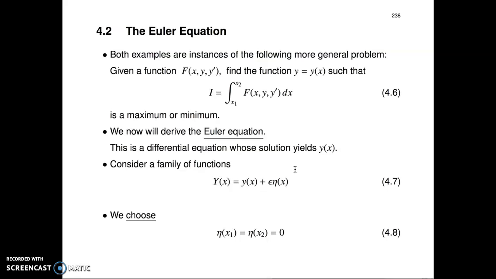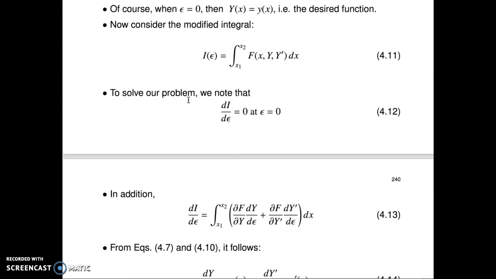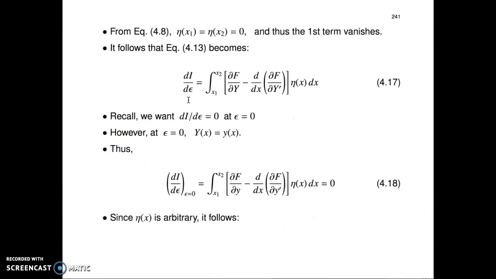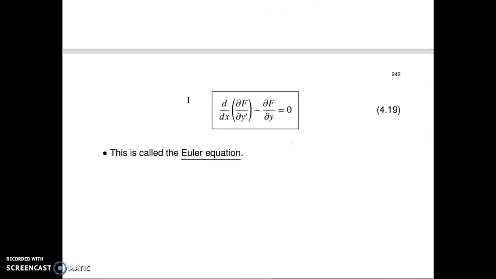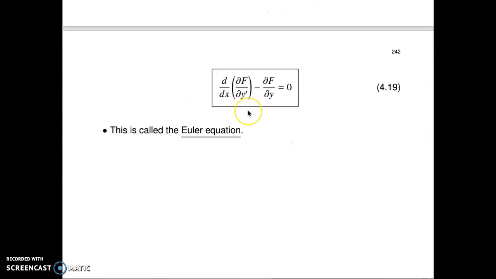So, how are we going to approach this? This is going to take a little while to go through. We're going to derive something called the Euler equation. I'll do that in the next screencast, but let me just skip down to the final result. The final result is this. The final result is a differential equation. And you know something about differential equations. This will be a differential equation involving derivatives with respect to x.